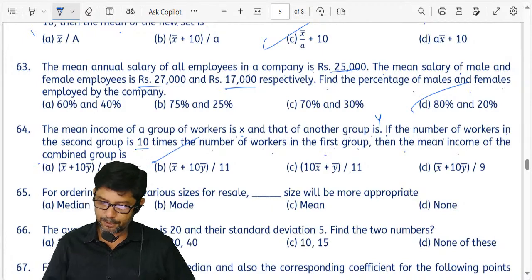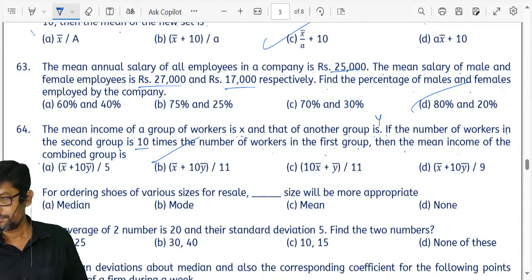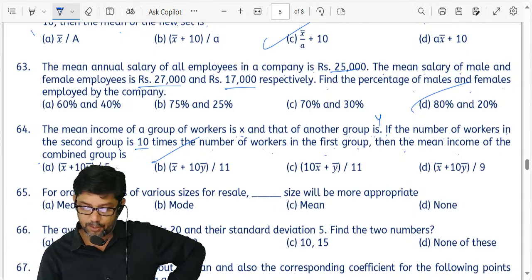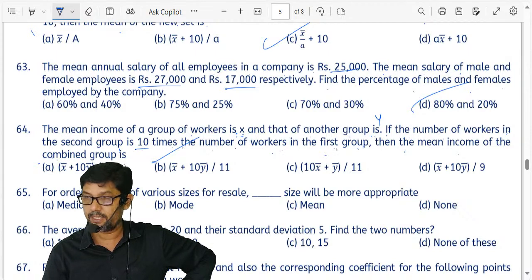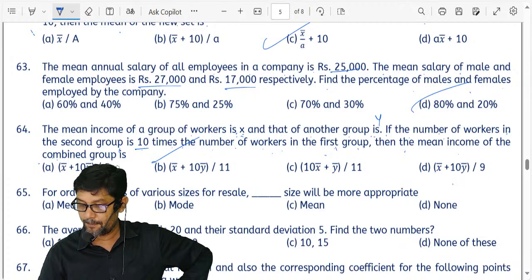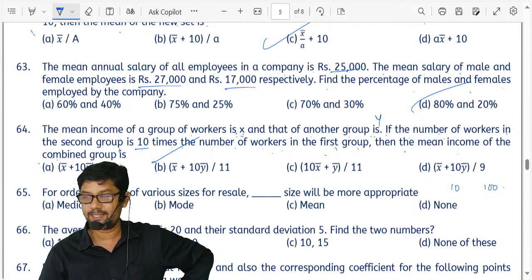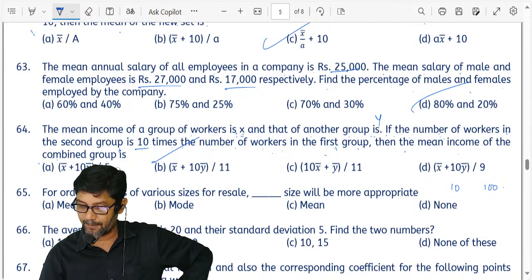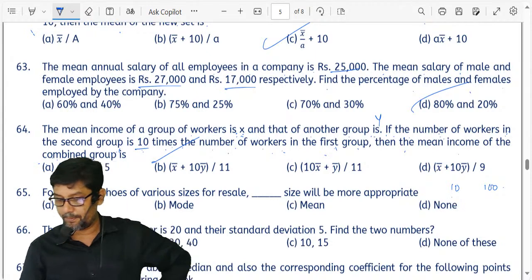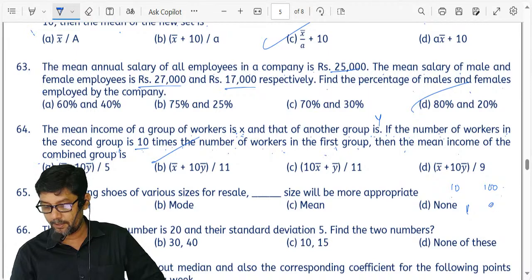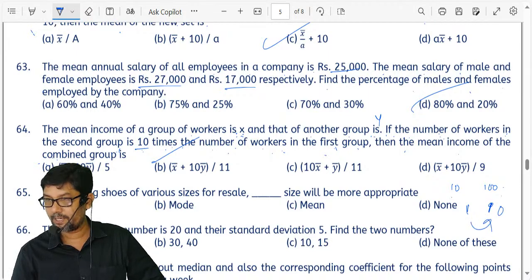Yes, my dear MRP, option B is the right answer. See, the mean income of a group of workers is 10 and that of another group is Y. If the number of workers in the second group is 10 times the number of workers in the first group, for example 10 and 100, am I right, my dear? Number of workers. Correct now? That is what is given. Let me take it as 10 and 100, or 110. So total 11 workers concept.